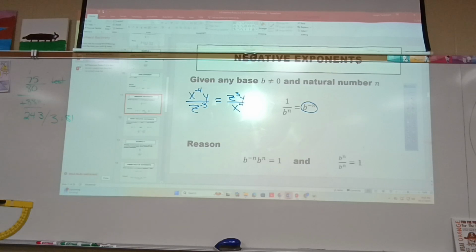I can make any negative power positive. Just move it either from the top to the bottom or from the bottom to the top.